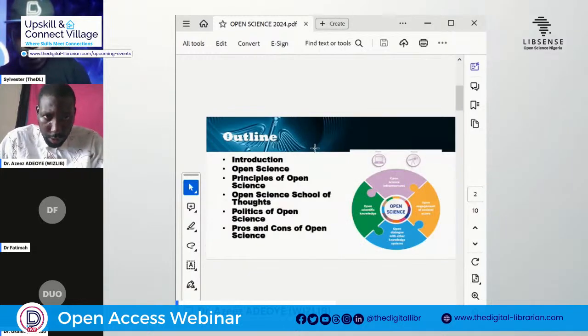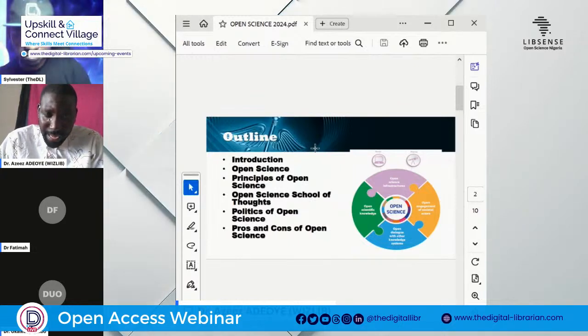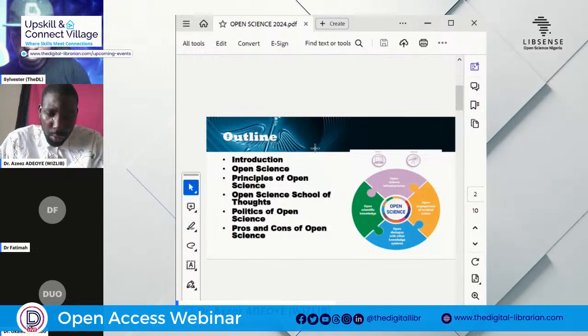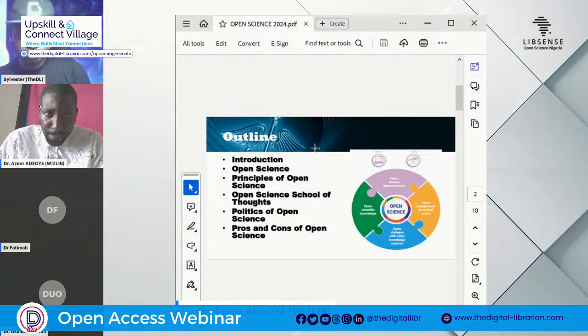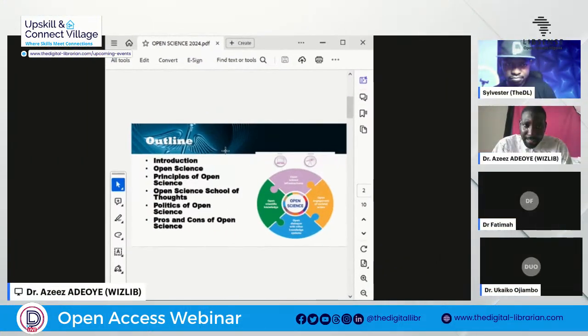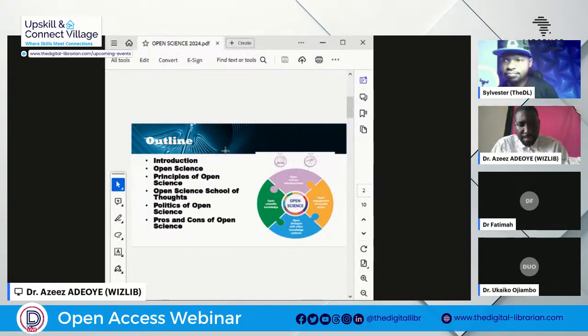So from the introduction, the outline, I will look at the meaning of open science, the principles of open science, schools of thought. We are going to look at the politics of open science, and we'll look at the pros and cons of open science. What are the advantages? Then finally, we look at the initiatives on open science.